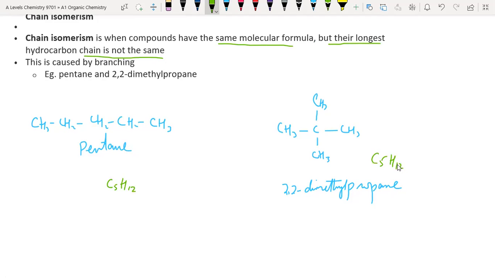But what is the difference? In both structures, the difference is in the longest hydrocarbon chain. Here, the hydrocarbon chain consists of 5 carbons, but here the longest carbon chain is a 3 carbon chain. This type of isomerism, in which there is variation in the length of the hydrocarbon chain, is called chain isomerism.